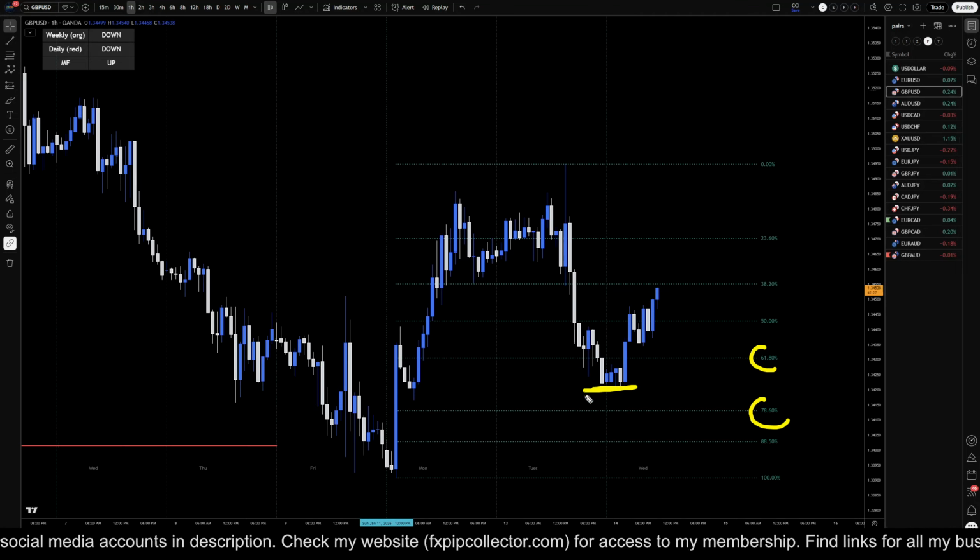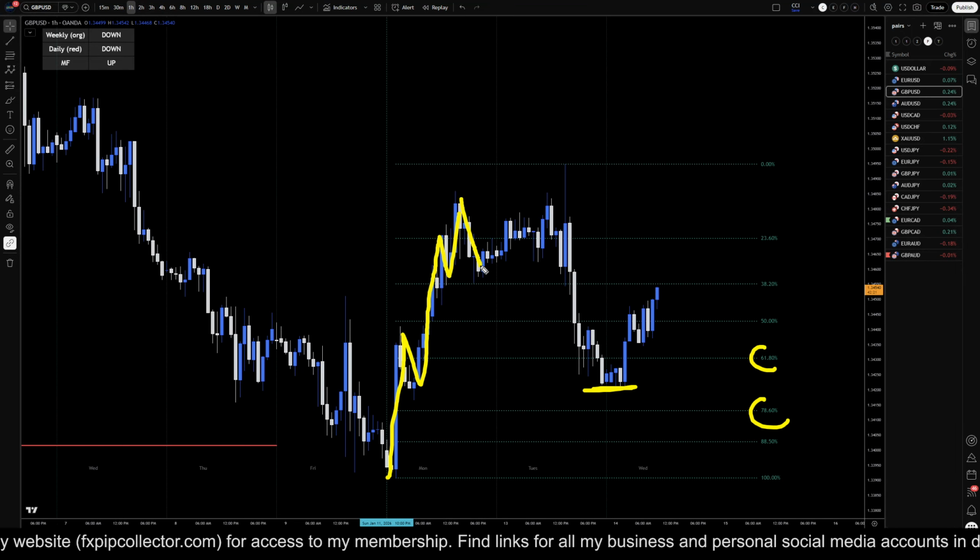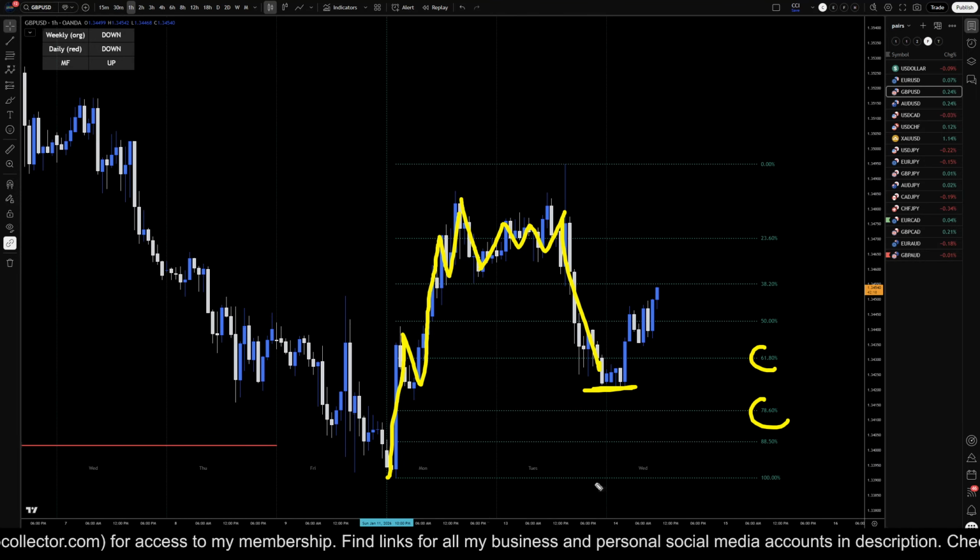It kind of turned right in the middle of two fibs. That definitely does happen sometimes. What's more important is seeing the 5 waves up, seeing the 1 down, corrective up, 1 down, and now we're starting to get a break of structure.